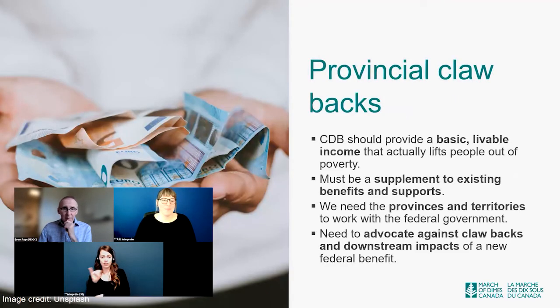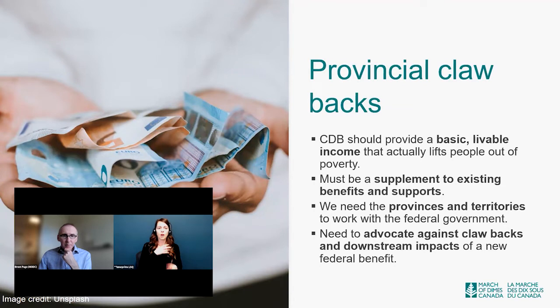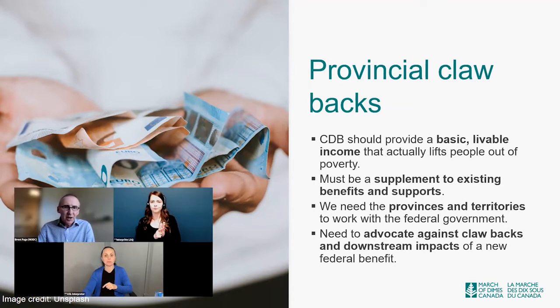First, provincial clawbacks. It's important to us that this benefit does what it's supposed to do. When combined with existing benefits and supports, it should provide a basic livable income that actually helps lift people out of poverty. Minister Qualtrough has been clear. Her expectation is that the CDB is meant to be a supplement to existing benefits, not a replacement.